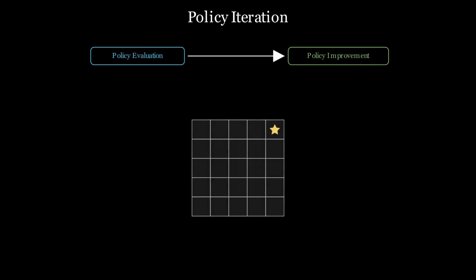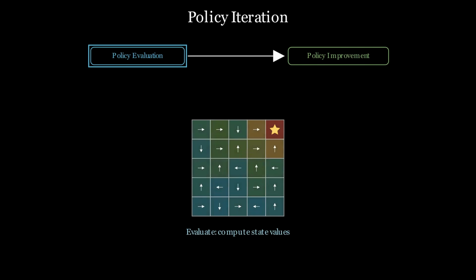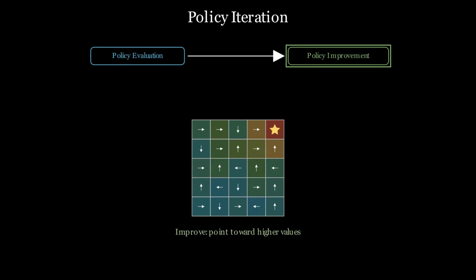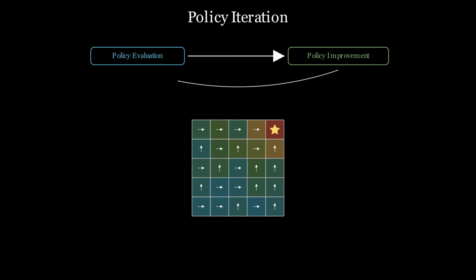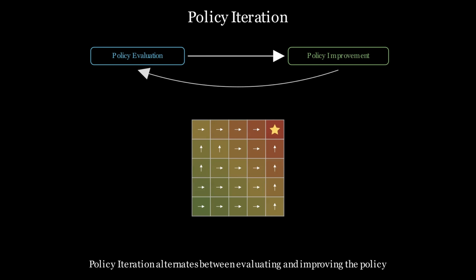There's another approach called policy iteration. Start with a random policy, arrows pointing in arbitrary directions. Step 1. Evaluate the policy. Figure out how good each state is under the current set of arrows. Step 2. Improve the policy. Update each arrow to point toward the highest value neighbor, then repeat, evaluate again, improve again. After just a few iterations, the policy converges. Policy iteration alternates between evaluating and improving the policy.